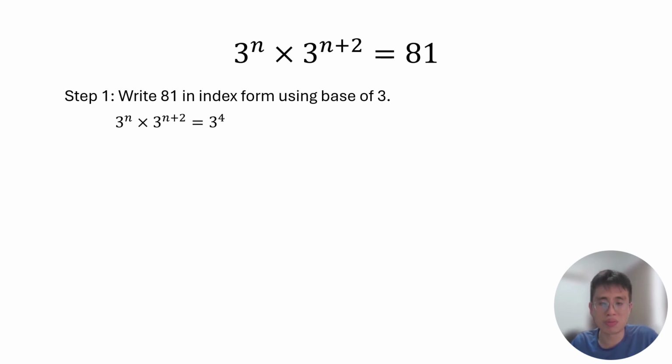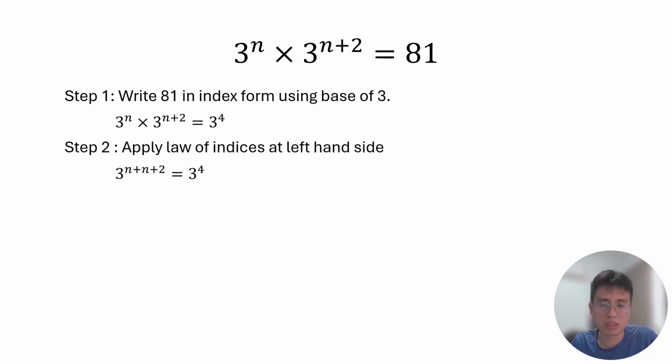And now you can see the left hand side and right hand side have the same base. So step 2, we apply the law of indices we just learned. You can convert the left hand side, because the same base of 3, you can just add the indices. So here is 3 power 2n plus 2, equal to 3 power 4.